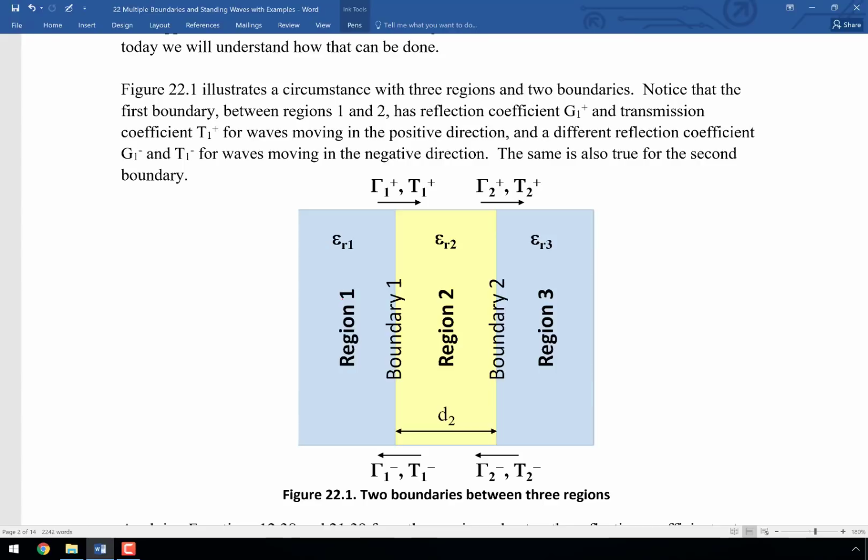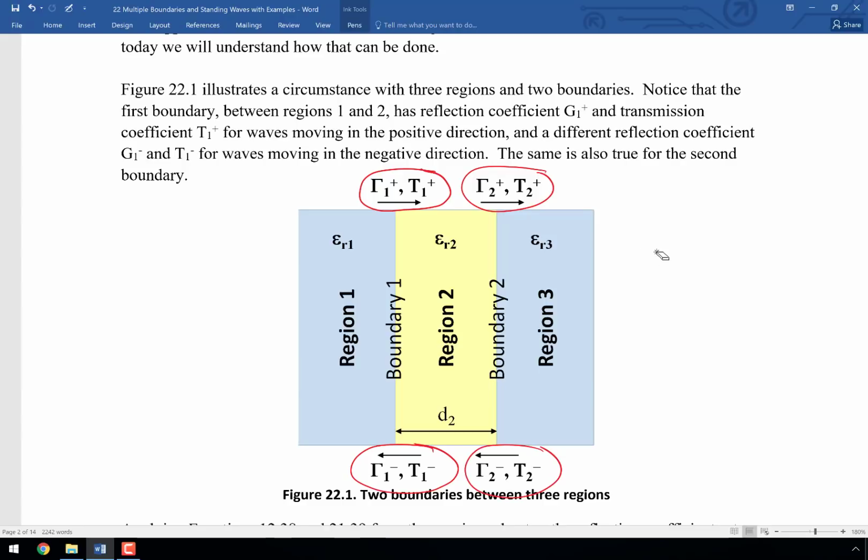We actually have to allow for the reflection and transmission coefficients at each boundary, but we also have to consider both directions. If we're going from region 1 into region 2, then we'll have the reflection and transmission coefficients with the plus signs because the wave is moving toward the right. But if we're going from region 2 into region 1, then those will be the reflection and transmission coefficients with the negative sign because the wave is moving toward the left. Similarly, we'll also have a gamma 2 plus and a T2 plus, and a gamma 2 minus and a T2 minus.